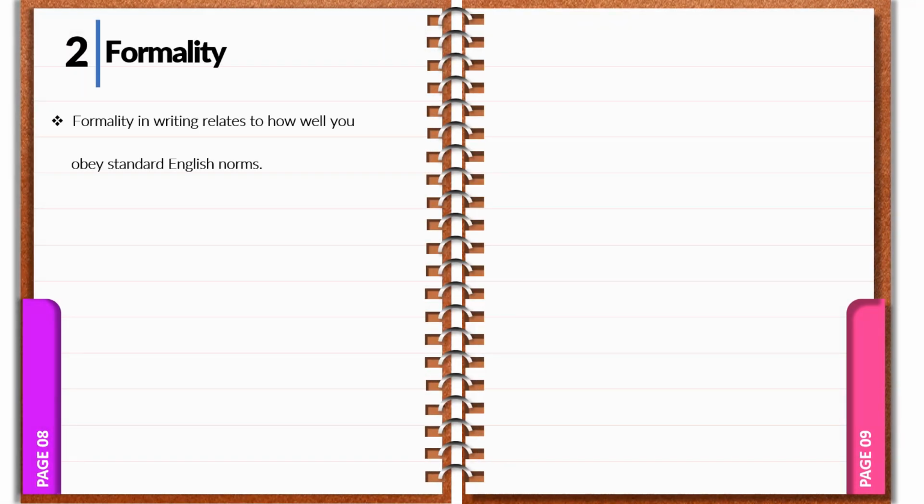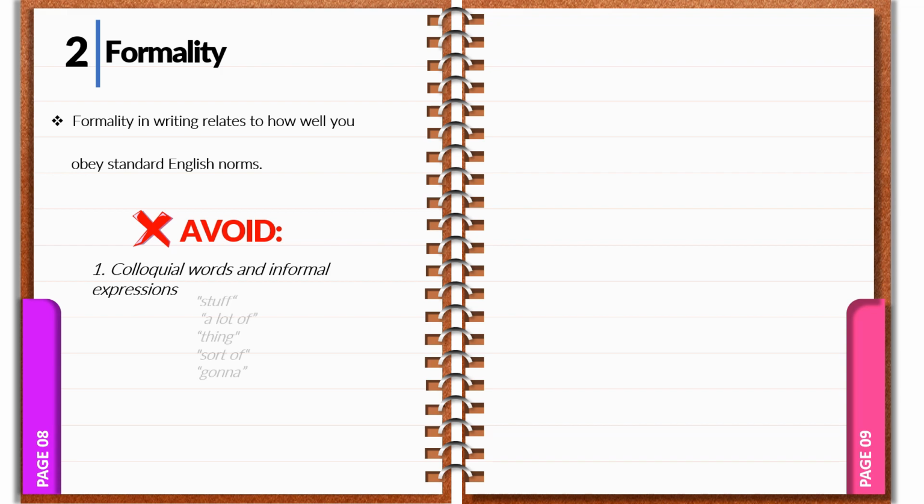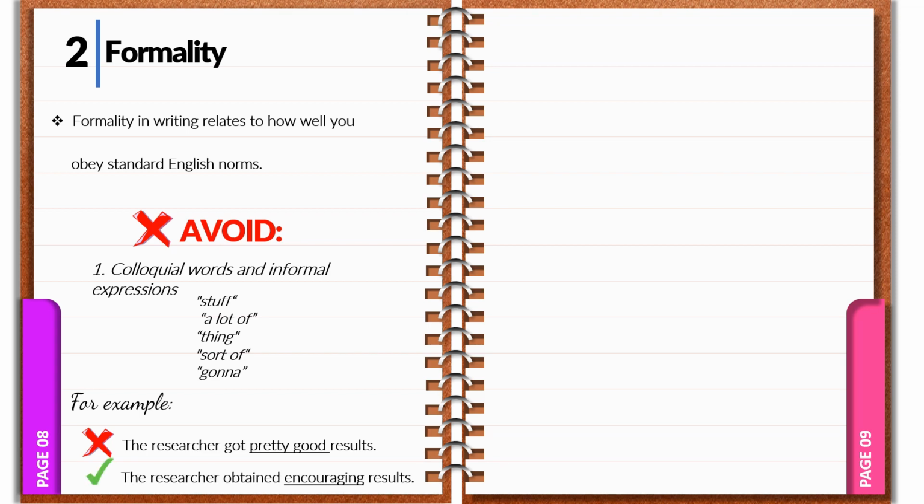Formality in writing relates to how well you obey standard English norms. This prohibits us in using the following. First, colloquial words and informal expressions. Expressions like stuff, a lot of, thing, sort of, or gonna. For example, the researcher got pretty good results. The formal one is, the researcher obtained encouraging results.